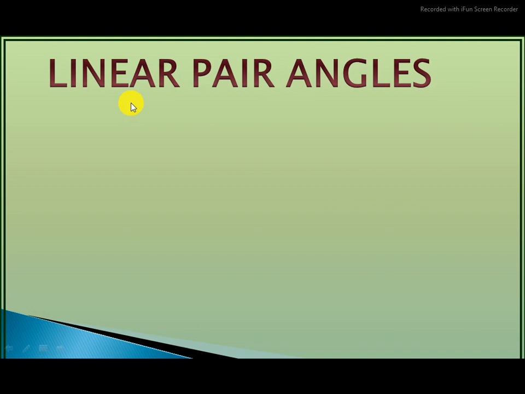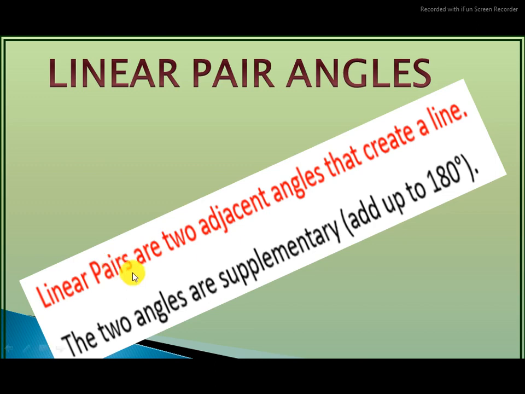Now going into linear pair angles. When you look at the word linear pair itself, it shows that it is a line. The angle on a line. So paired angles. So pair means two angles are there on a line, which is linear pair: two adjacent angles that create a line. Two angles are supplementary. We have already learned supplementary, so they add up to 180 degrees.